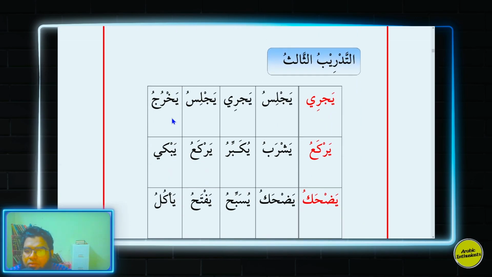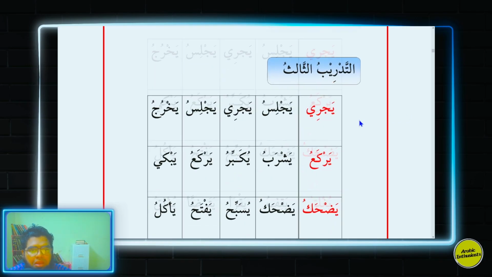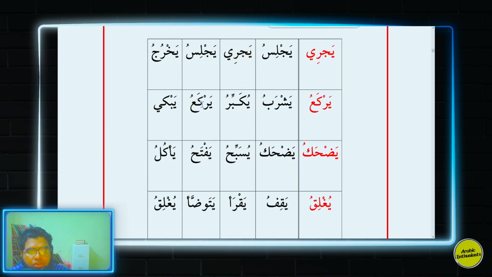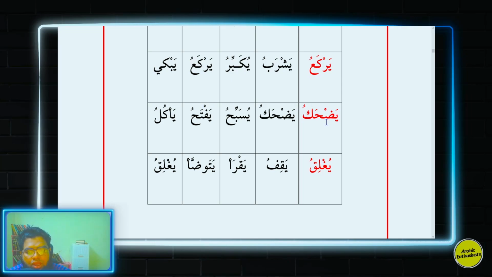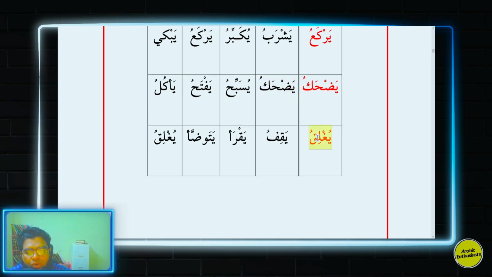What do we have here? Tadribu thalis. Yajri, he runs. Again matching. Yajri, he runs. Yadka'u is here. He does ruku'. Yadhaku, he laughs. So yadhaku is here. Yughliqu, he closes. Yughliqu is here.